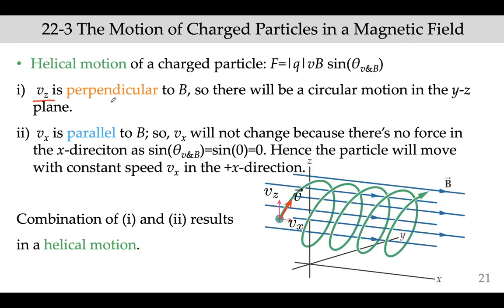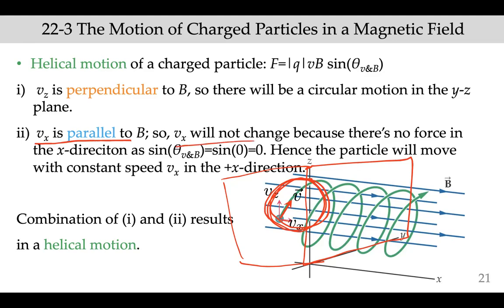Now the z component is perpendicular to the magnetic field, because z and x are perpendicular. So there will be a circular motion in the yz plane. If you think of the shadow of this whole motion on the yz plane, there will be circular motion. And second, Vx is parallel to B.